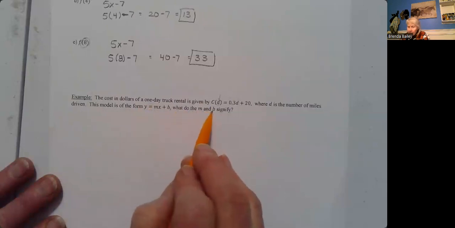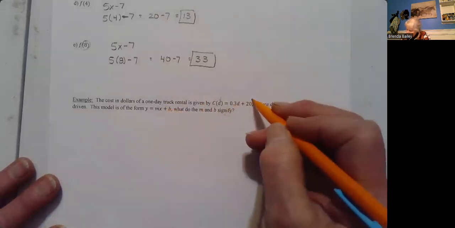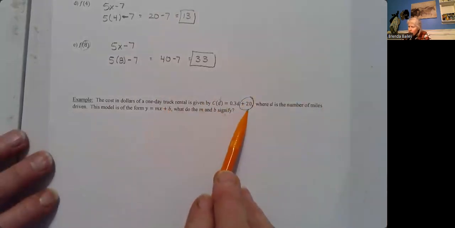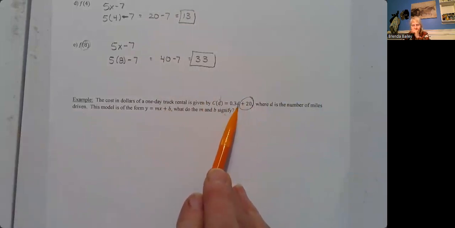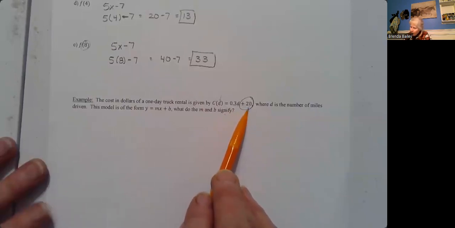What do the m and b signify? Well, let's talk about the b first, this 20. What does that mean? It means that you have a basic charge of 20 before you've driven any miles at all. I like to think of it even easier with a membership to a gym. A lot of times you have just a basic, like $40 to join the Y here, and then so much per month. So this right here is just a basic cost. Before you go anywhere, you're going to pay 20 bucks. So that's what that represents.